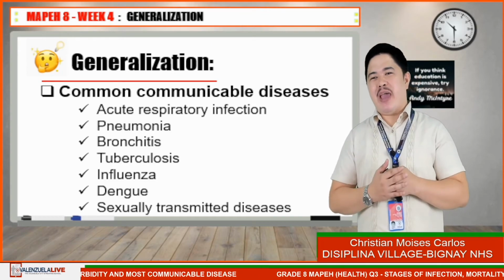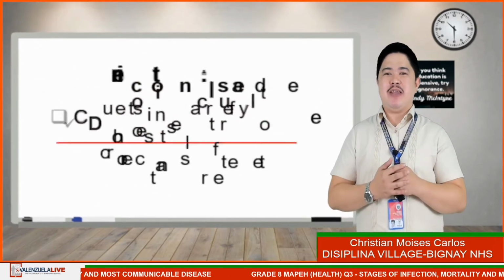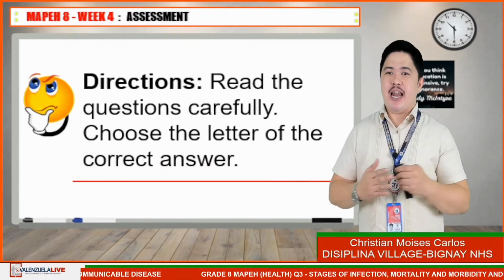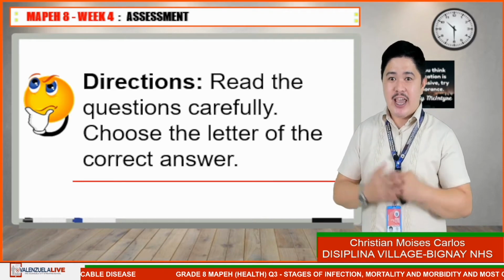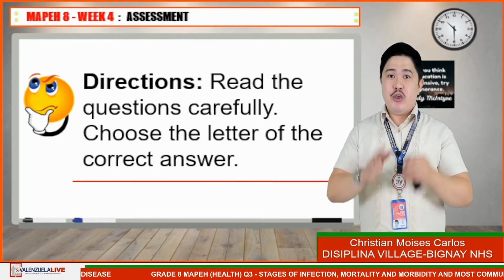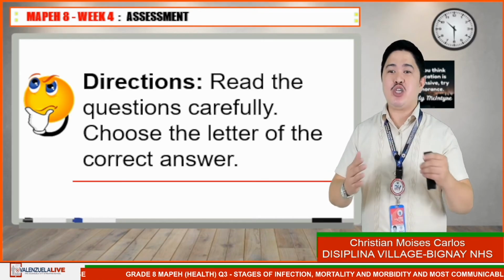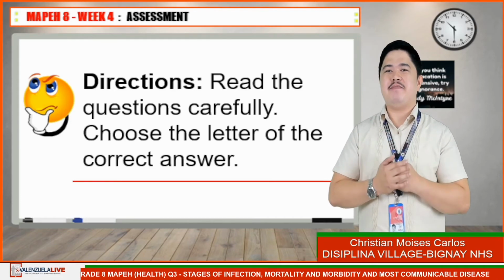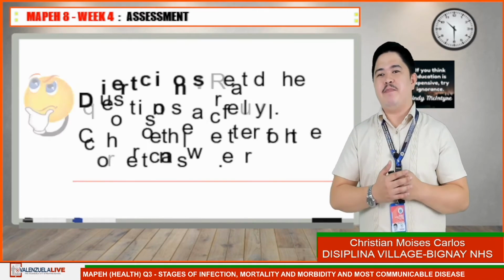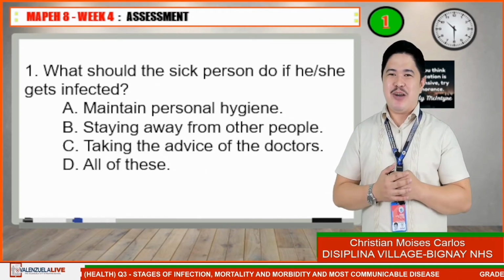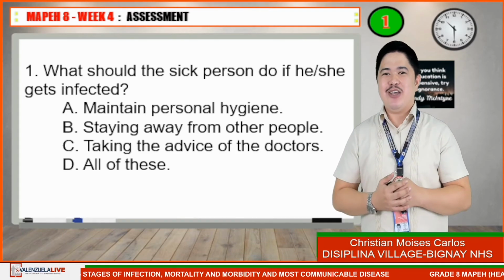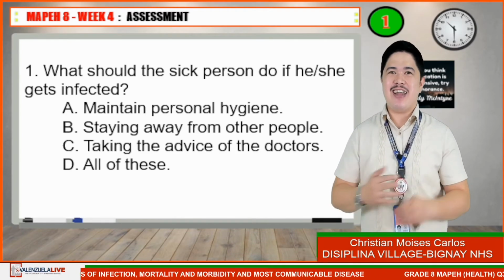Now, get your pen and paper for our assessment. Read the questions carefully, choose the letter of the correct answer, and check your own paper. You have 10 seconds to answer each question. Are you ready? Let's start. Number 1. What should the sick person do if she or he gets infected? Your 10 seconds starts now.